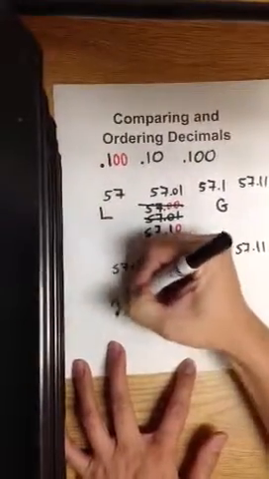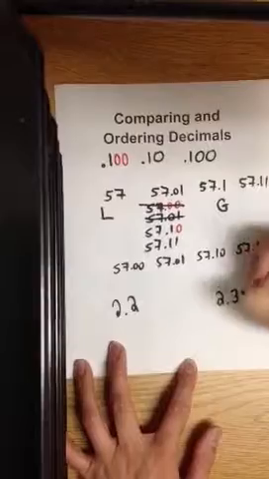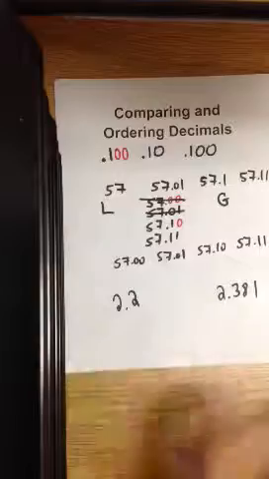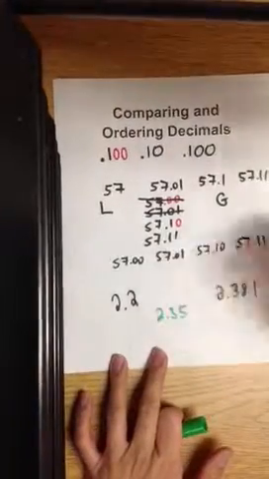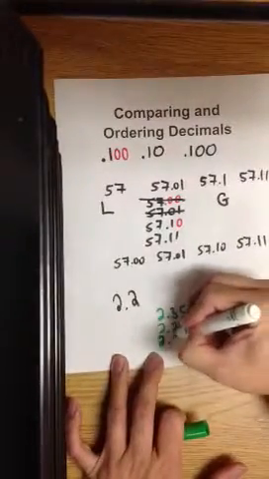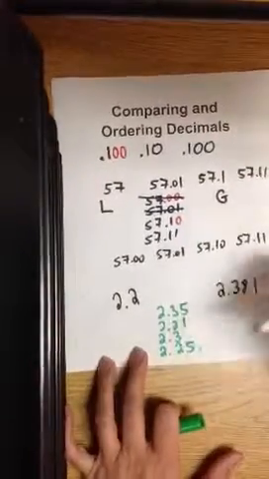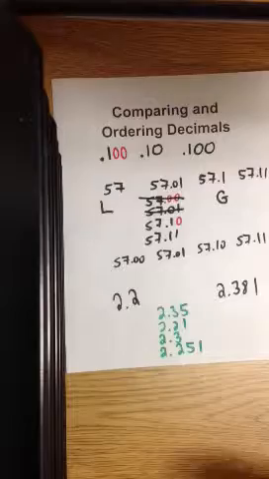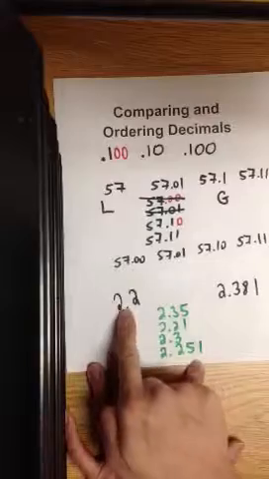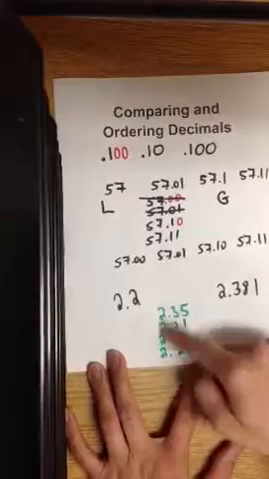So let's try another example. You have 2 and 2/10ths. And you have 2 and 381 thousandths. If I gave you these different numbers, 2 and 35/100ths, 2 and 21/100ths, 2 and 3/10ths, and 2 and 251 thousandths, which one of these decimals are between 2 and 2/10ths and 2 and 381 thousandths? Which one's between? So as you see, I line it up.